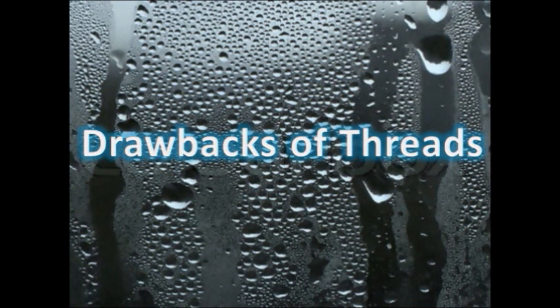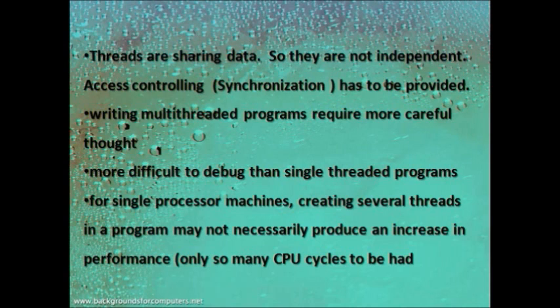Drawbacks of threads. Threads are sharing data, so they are not independent. Access control and synchronization have to be provided. Writing multi-threaded programs requires more careful thought and is more difficult to debug than single-threaded programs. For single processor machines, creating several threads in a program may not necessarily produce an increase in performance. There are only so many CPU cycles to be had.